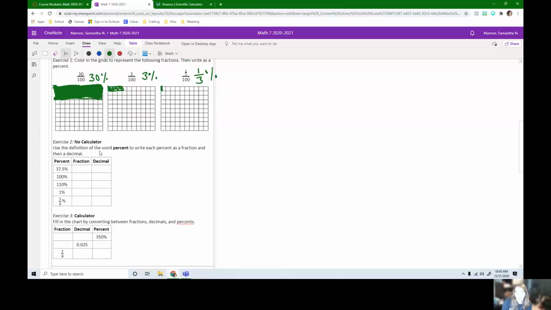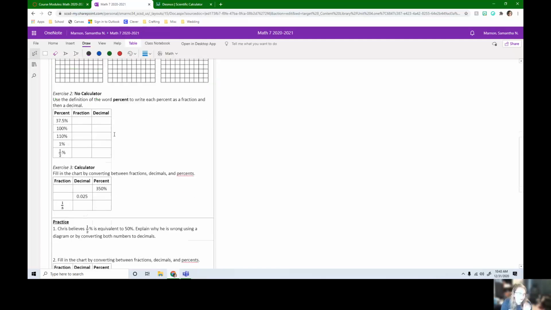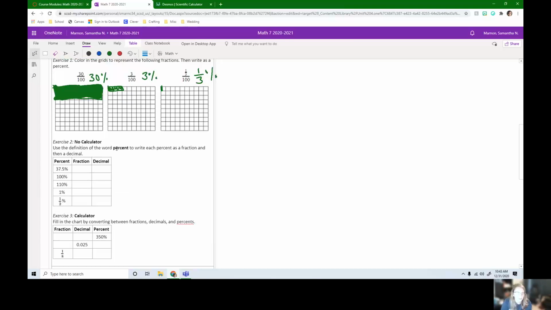Exercise 2, it says no calculator. So we're going to practice this without using a calculator. Using the definition of the word percent, which we know means per 100, for every 100, write each percent as a fraction and then a decimal. So if I have 37.5% as a fraction, that's 37.5 per 100 or over 100.